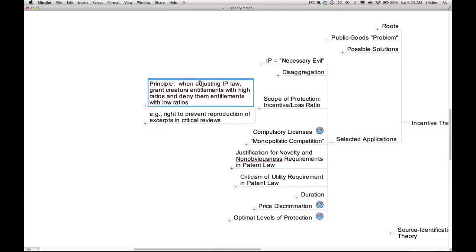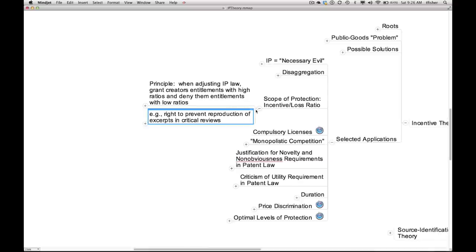Here's an example. Should we permit copyright owners to prevent quotation of excerpts from their works in critical reviews? Viewed from the standpoint of welfare theory, the answer is probably no. Why? Because on one hand, giving copyright owners this power would not enhance their revenue much. On the other hand, it would lead to large social welfare losses by reducing the informational value of critical reviews, thereby diminishing the ability of customers to decide whether they want to go see a particular movie, to read a particular book, and so forth. In sum, the incentive to loss ratio associated with this particular potential entitlement is low. Therefore, if we are faithful to the welfare theory of copyright, we should deny this right to copyright owners. And in fact, most jurisdictions do deny it to copyright owners by creating an exception or limitation on copyright for critical reviews.